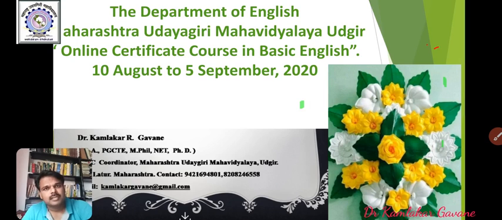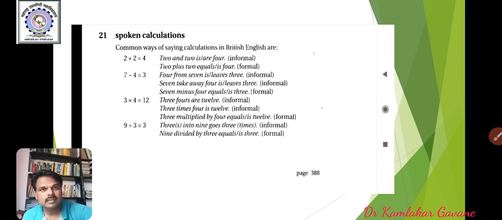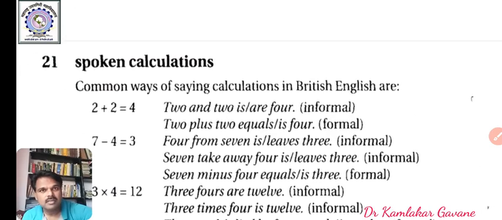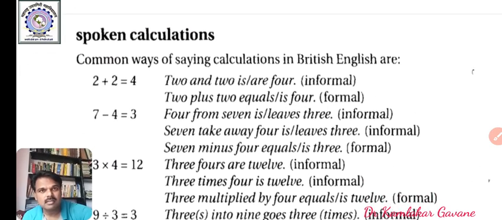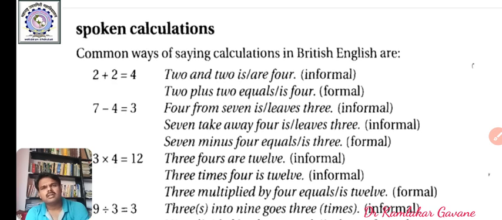Here is another interesting topic which we are going to discuss here, and it is spoken calculations. Have you ever been to any school, English medium school? Or do you have any school going child in your house, and he is reciting the tables? 2 twos are 4, 2 threes are 6.